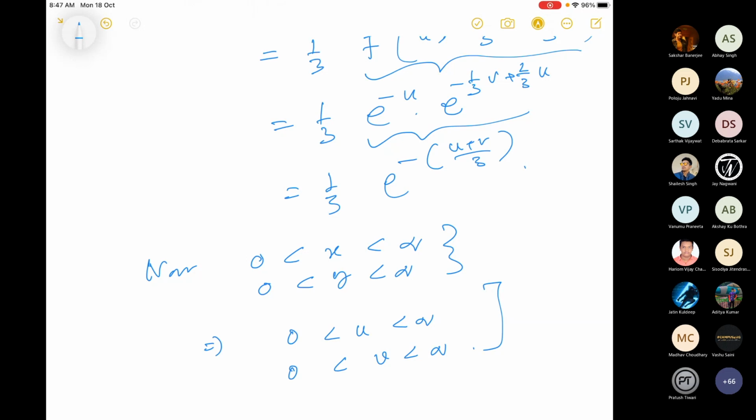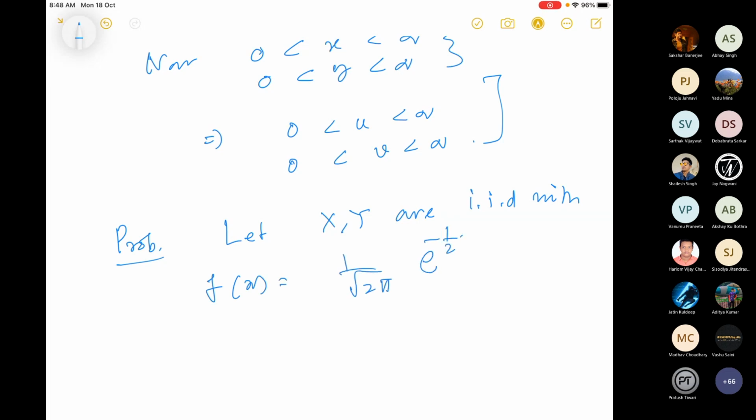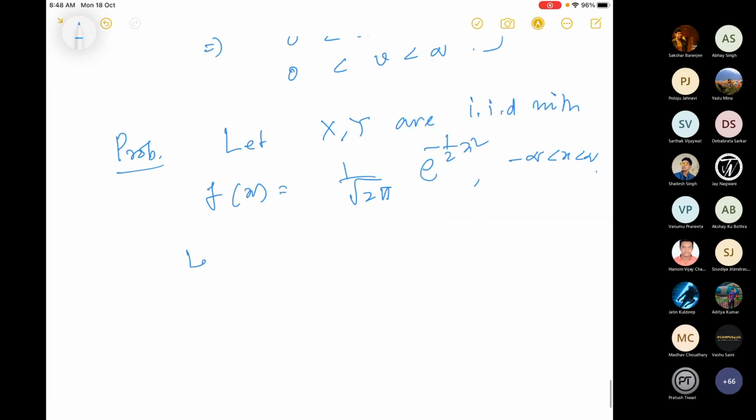Now, let me give you one more example. From here, you have to observe something from this particular example. Let x and y be IID with f of x equal to 1 by square root of 2 pi e to the power minus half x square, for minus infinity less than x less than infinity. And let u be equal to x by y, the same function, and v equal to y.